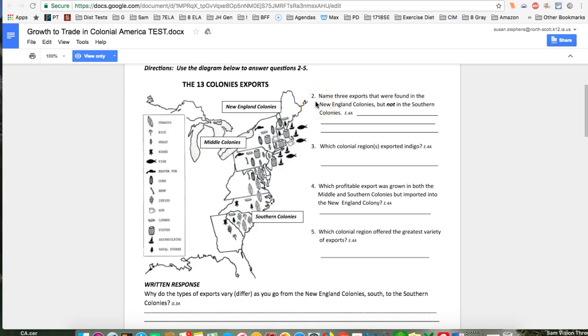Number 2. Name 3 exports that were found in the New England colonies but not in the southern colonies. Number 3. Which colonial region or regions exported indigo? Number 4. Which profitable export was grown in both the middle and southern colonies but imported into the New England colony? Number 5. Which colonial region offered the greatest variety of exports?